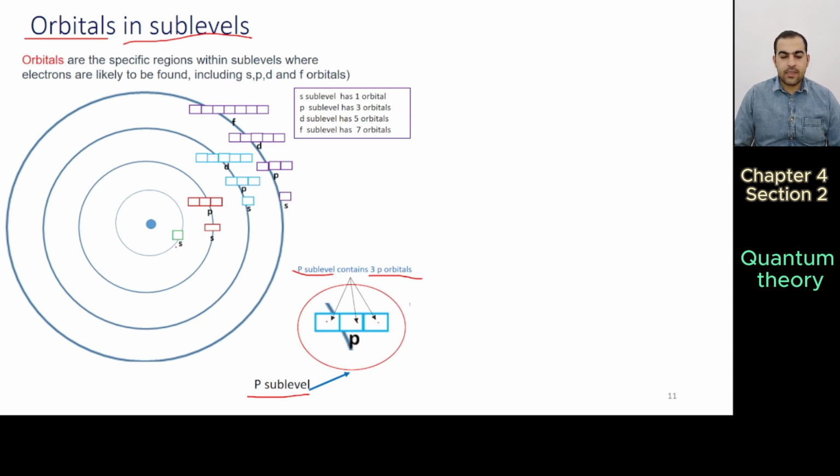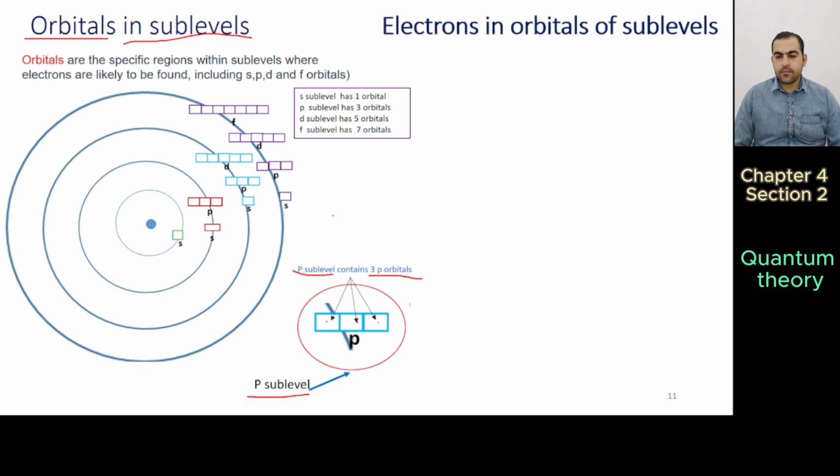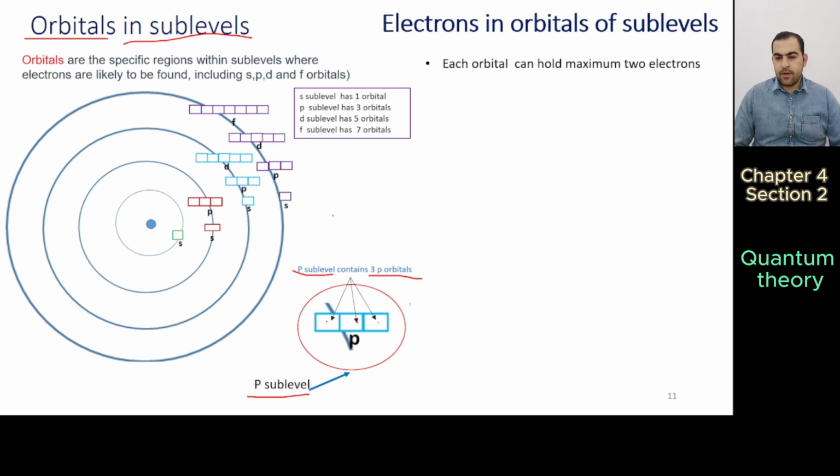Okay. The S sublevel contains only one orbital. P, 3 orbitals. D, 5 orbitals. F, how many? 7 orbitals. In the previous slide, we learned that the first energy level contains only the S sublevel, second S and P, third S, P, D, fourth S, P, D, F. It's written here how many orbitals a sublevel has. Where are electrons? Electrons are in the orbitals of sublevels.